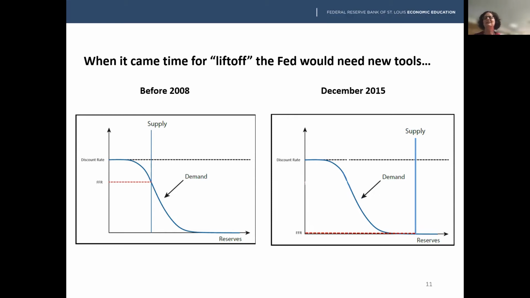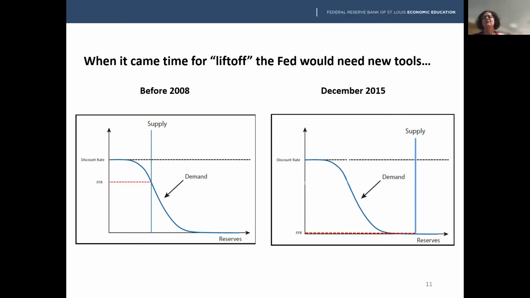Well, on the left is the chart that Scott showed you. On the left is limited reserves, when the supply curve is intersecting the demand curve in the downward sloping portion. The key with limited reserves is you can shift that supply curve a little to the right, a little to the left, and it will affect the Fed funds rate. But where are we at liftoff with 2.8 trillion in reserves? We're actually over on the right diagram.